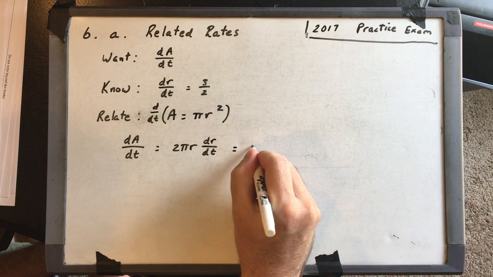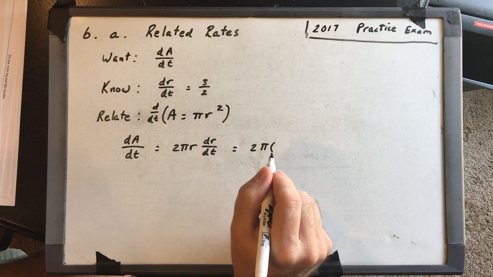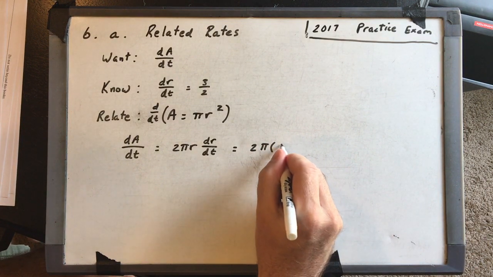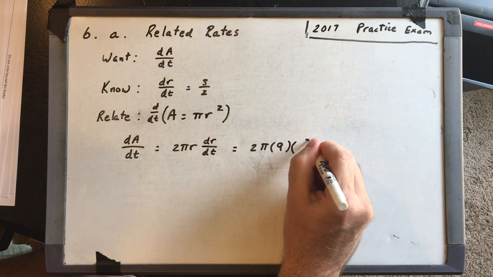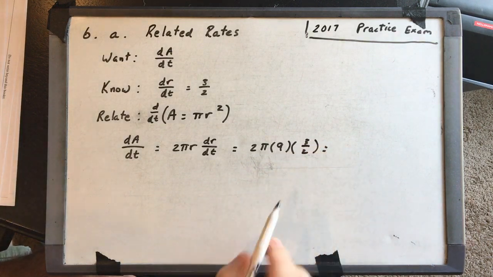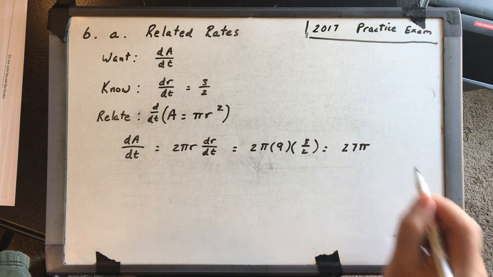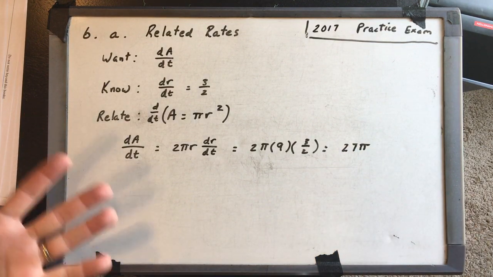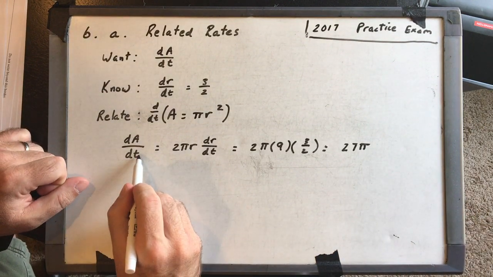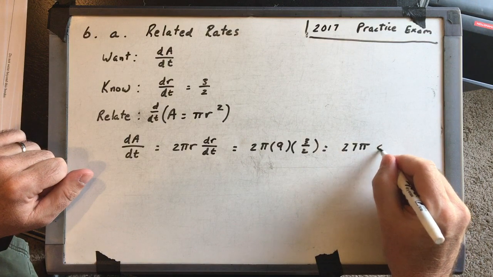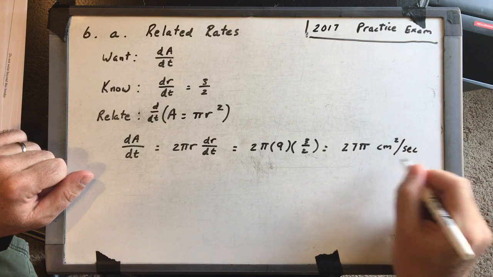So that's going to be 2 pi. What is r? We don't even have to figure this out. They just told us, so that certainly makes it easy. That's 9. What is dr/dt? 3/2. The 2's cancel, and 9 times 3 is 27. So 27 pi. Area is going to be squared, right? The unit squared, so it's area per unit time. So centimeters squared per second. Very important to get the unit right.